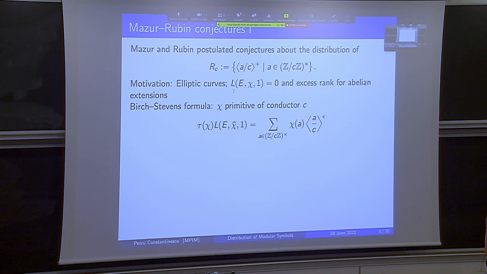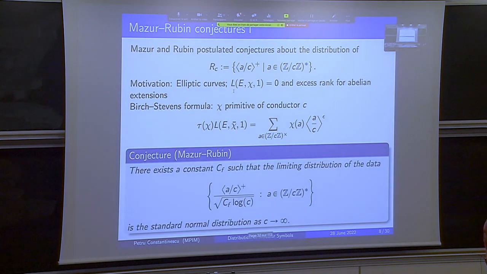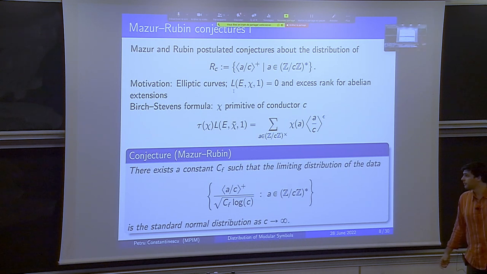Motivated by this and by a lot of numerical data, Mazur and Rubin conjectured that these values, if you look at the modular symbols of denominator C, are normally distributed. So if we renormalize them by a constant times log C, and take the square root of that, then we expect that these values will obey a Gaussian distribution as the level C goes to infinity.